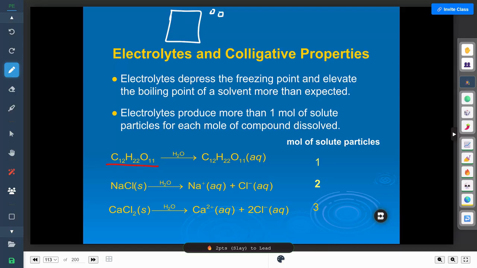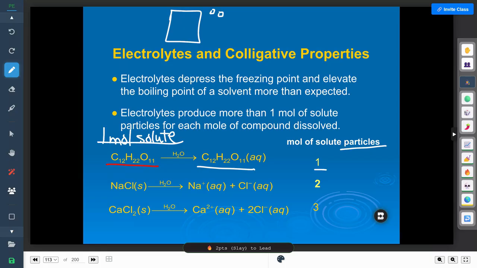But each of those little pieces of sugar is still a C12H22O11 by the time it all gets broken up. And so for every mole of solute, let's say I have 1 mole of solute here, for every 1 mole of solute that I put in, I am going to get 1 mole of solute particles. Notice the word particles there.